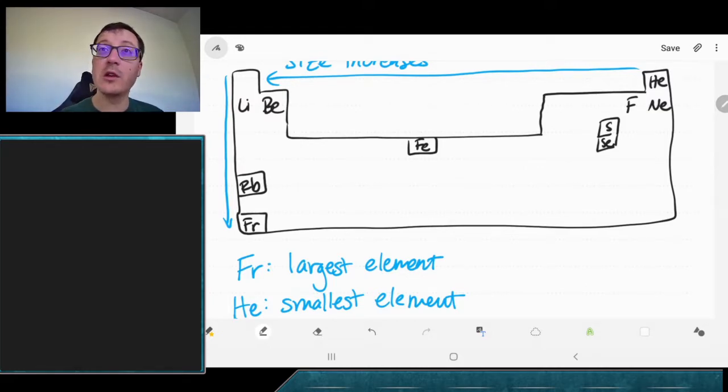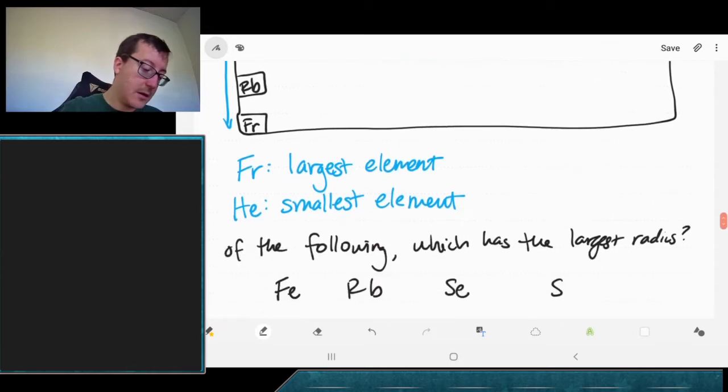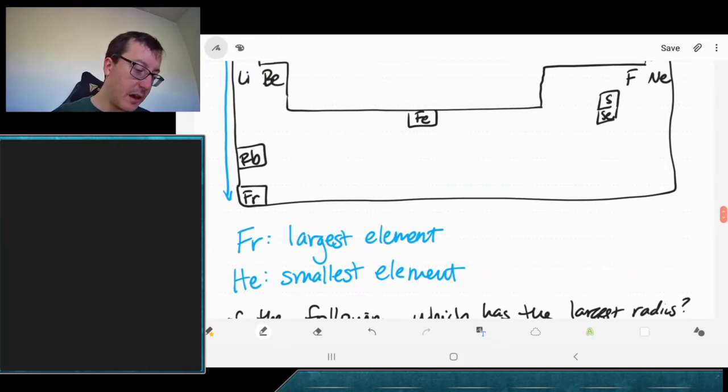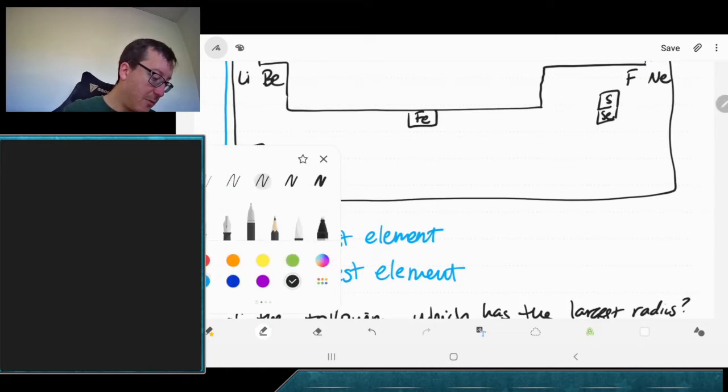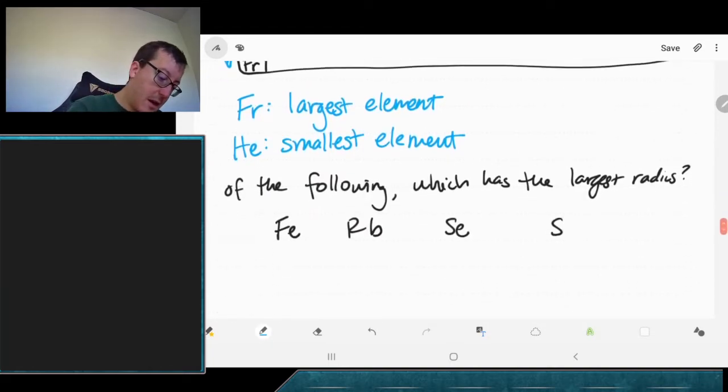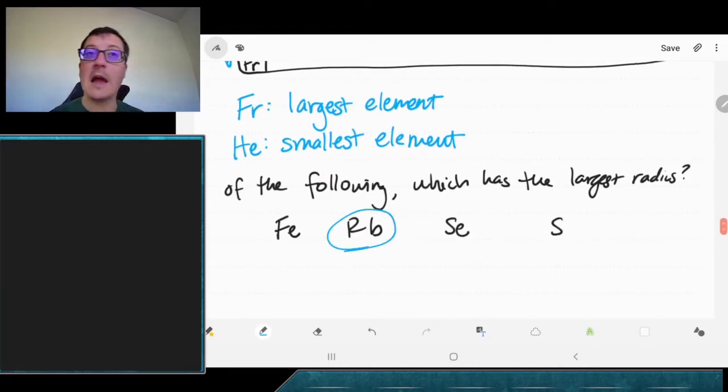And so if we're looking at what's got the largest radius, that means the biggest atom. We're looking for the thing closest to the bottom left. And of all of these, we'll say, well, that's rubidium. Because rubidium is farthest to the bottom left. So it's farthest to the left, it's also farthest down. And so rubidium will be our answer.